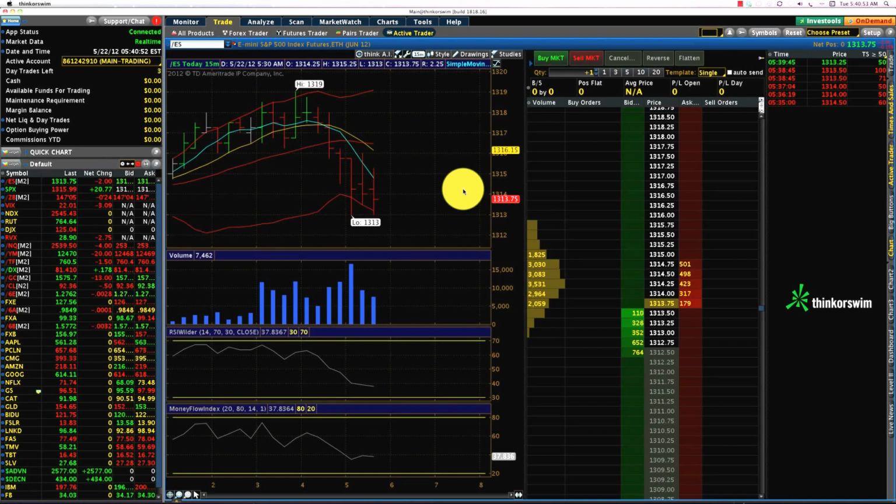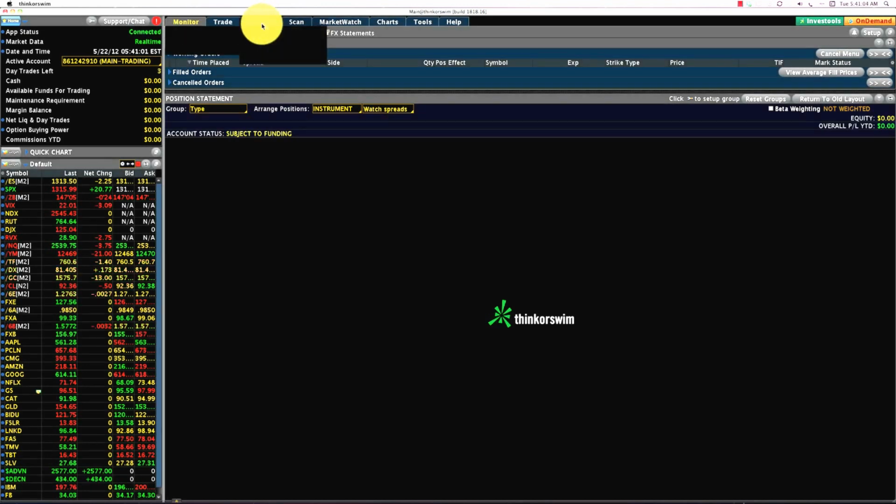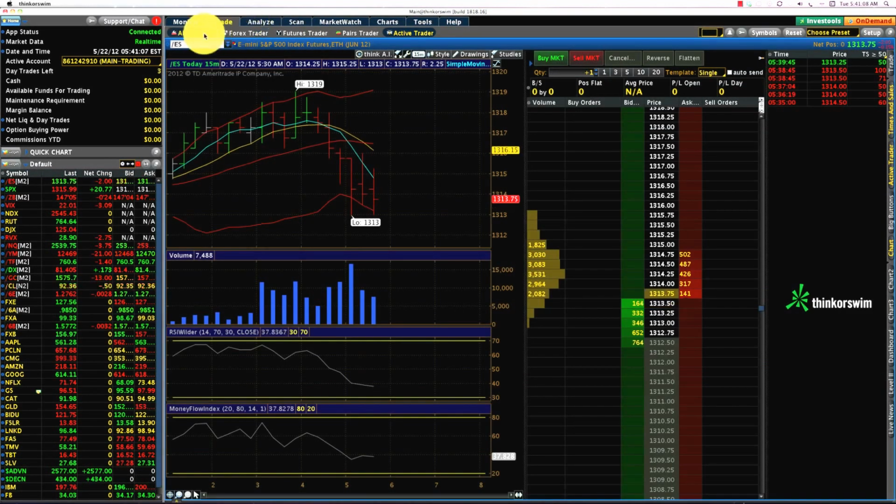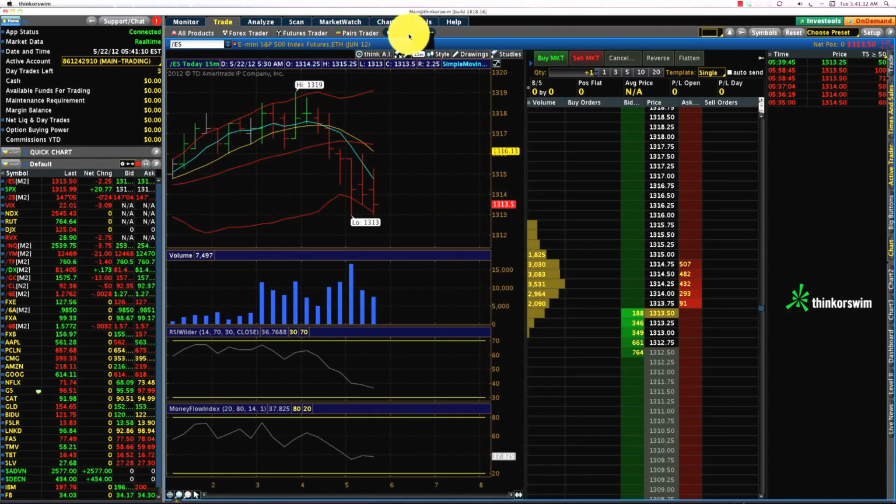What we are looking at here is the Thinkorswim active futures trading platform. How you get there is, we usually look at the monitor tab and our analyze tab, but what we need to do is go into the trade tab, and under the trade tab you have something called the active trader. And we are in the active trader right now.